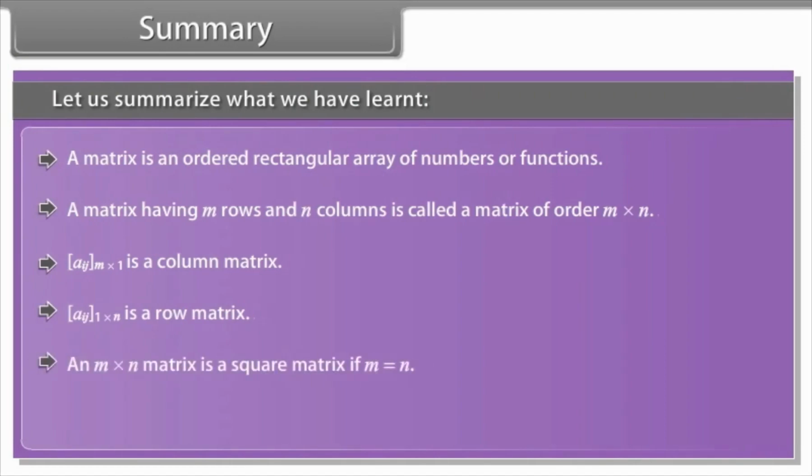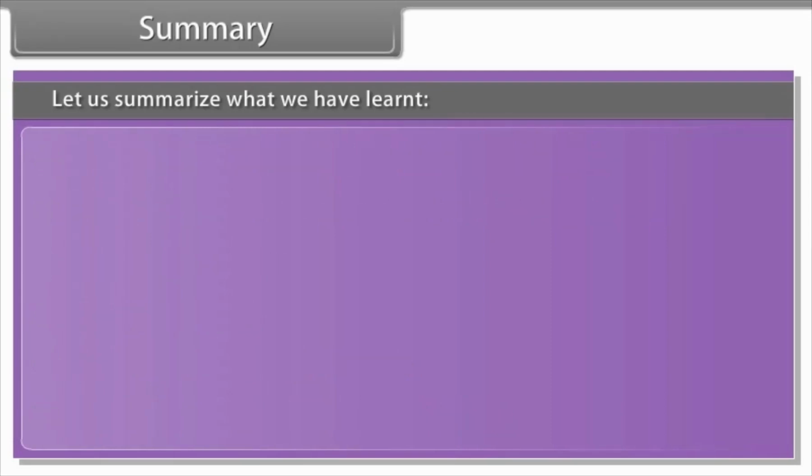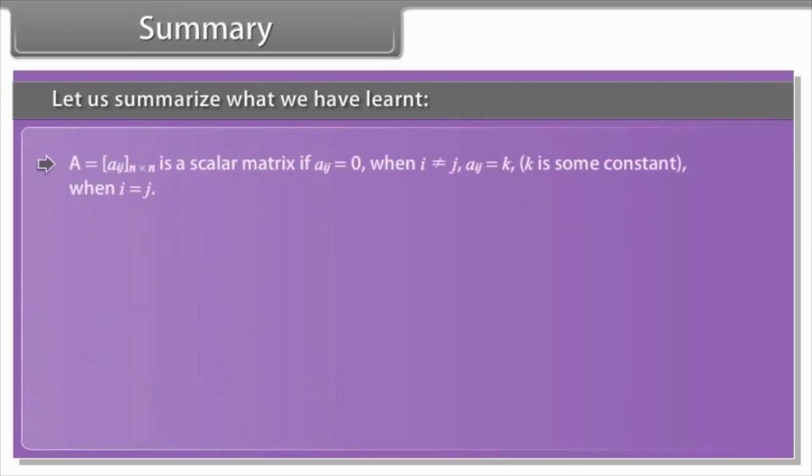An m by n matrix is a square matrix if m is equal to n. A is equal to [aij] m by m is a diagonal matrix if aij is equal to 0 when i is not equal to j. A is equal to [aij] n by n is a scalar matrix if aij is equal to 0 when i is not equal to j, aij is equal to k, where k is some constant, when i is equal to j.